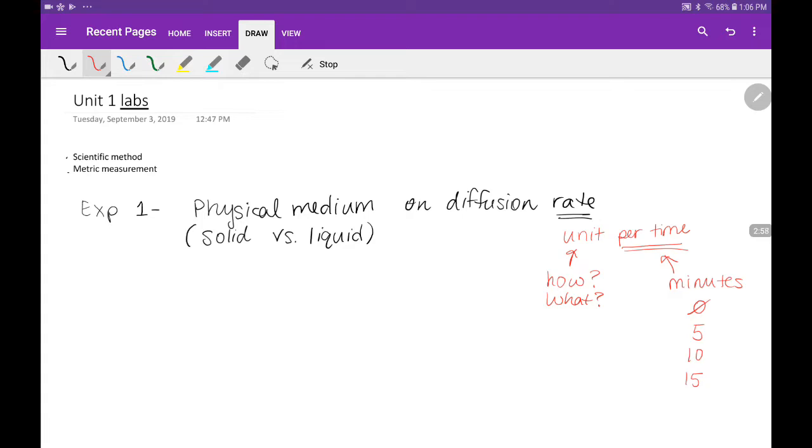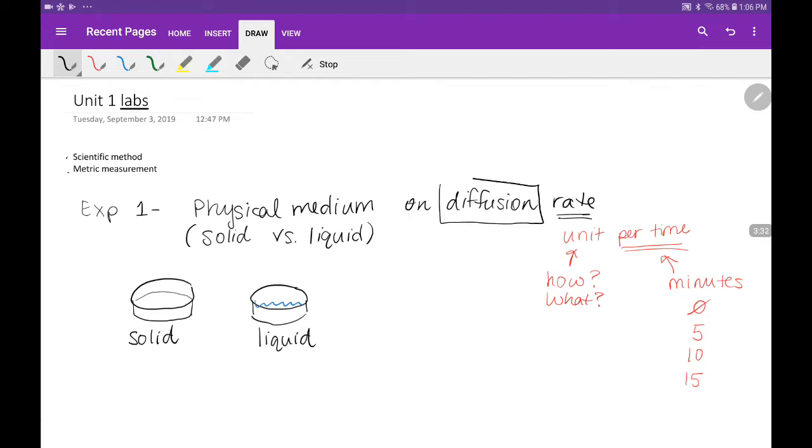So really what we're doing is we're taking a physical medium. This is going to be our agar plate. That's solid. And then we're going to take a Petri plate of the same, and maybe put some liquid in there. And the goal is to see if the diffusion rate changes. So we probably have to look up a little bit about diffusion.